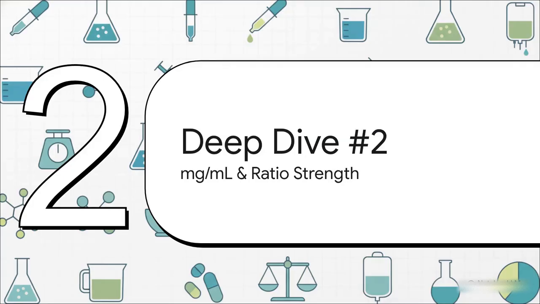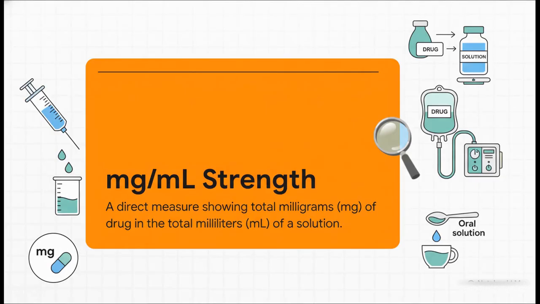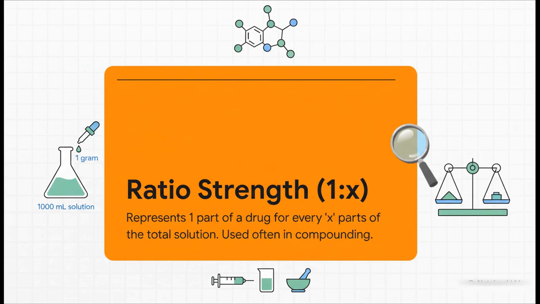Okay, now that we've got a really solid handle on percent strength and that awesome shortcut, let's look at the other 2 formats you're definitely going to run into. Milligram per milliliter is probably the most direct and honestly the most useful way to express strength. It tells you exactly how much drug is packed into every single milliliter of that liquid. You'll see this all the time for things like injections and oral solutions because it makes calculating a very specific dose super straightforward. And then you've got ratio strength.